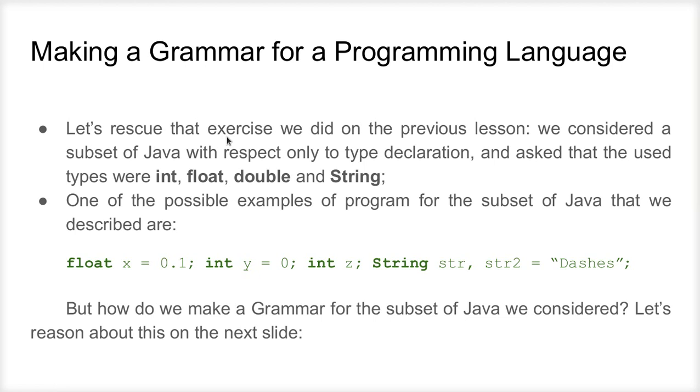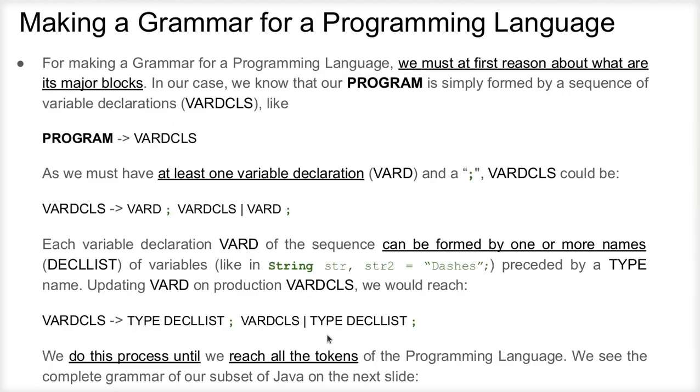Now let's rescue that exercise we did in the previous lesson. We considered a subset of Java with respect only to type declaration, and asked that the used types were int, float, double, and string. One of the possible example programs for the subset of Java that we described: float x equals 0.1, int y equals 0, int z, string str, str2, and str2 equals dashes. But how do we make a grammar for the subset of Java we considered? Let's reason about this on the next slide.